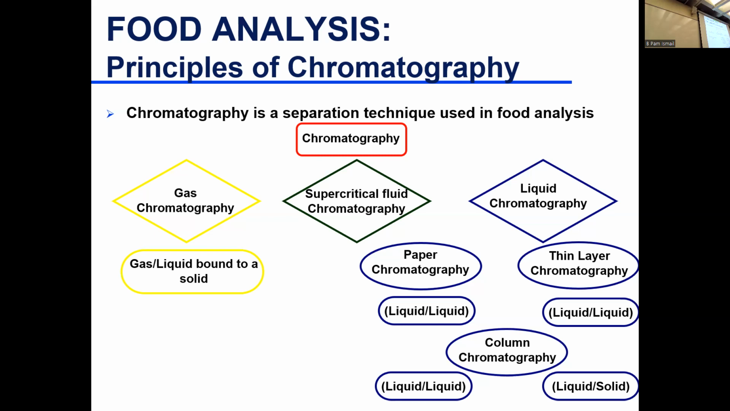Sometimes the stationary phase is liquid, which means you use a solid as a holder for the liquid. You impregnate a solid that is inert with a liquid, then your stationary phase is liquid. And then you will have the mobile phase. So in column chromatography, we're going to talk about examples of liquid, and we're going to talk about examples of solid.